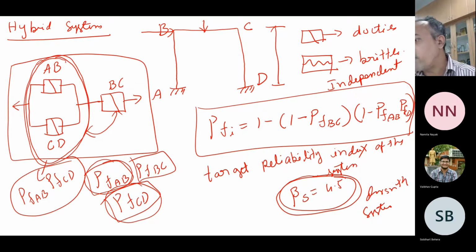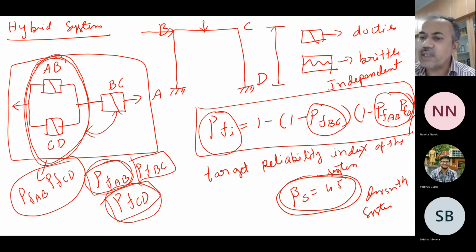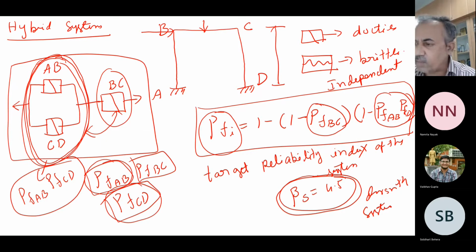See, this is a design problem. So the target reliability index or the overall probability of failure will be specified to you. Now you have to do the individual design. So now this probability of failure, what will be the individual things? What is it that you can assume? Probability of failure of this system, and the individual things.